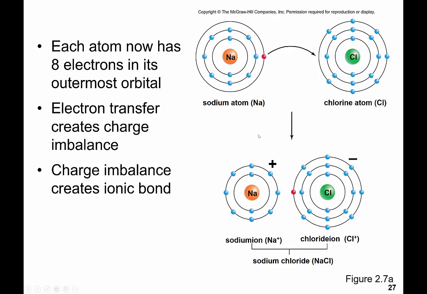Looking at how this happens, sodium, normally uncharged, gives up this 1 lowly electron in its 3rd orbital and chlorine takes it up. Then you have a sodium ion and a chloride ion, and now there's this charge imbalance, and it's this attraction between positive and negative that creates an ionic bond.